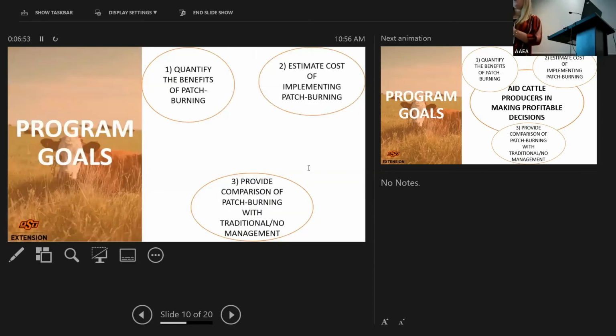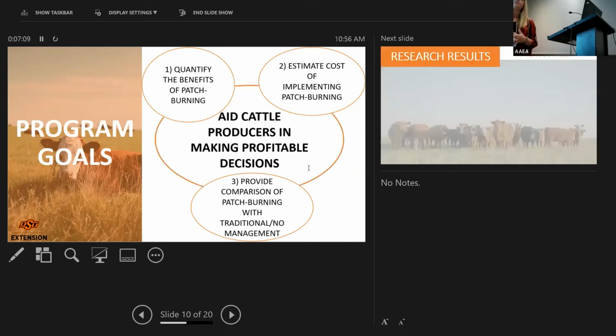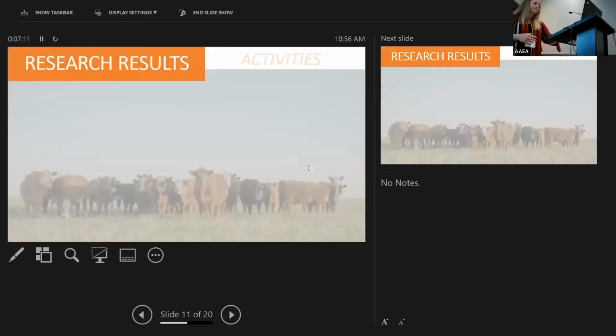Okay, so again, the goals of this extension program are to quantify the benefits of patch burning, estimate the cost of implementing patch burning, and then compare our research to what producers are already doing in a more traditional sense of burning that entire pasture at one time. And then our overall main goal is to aid cattle producers in making profitable decisions.